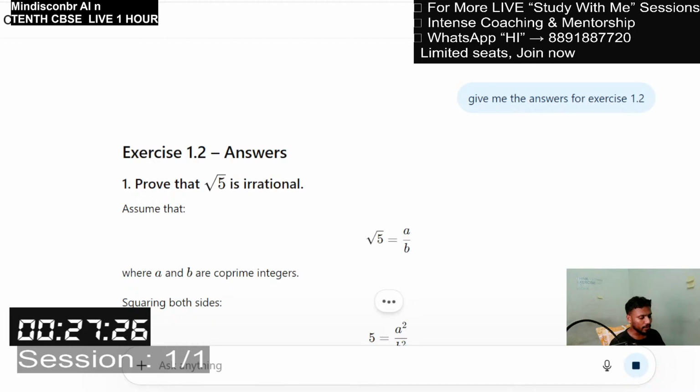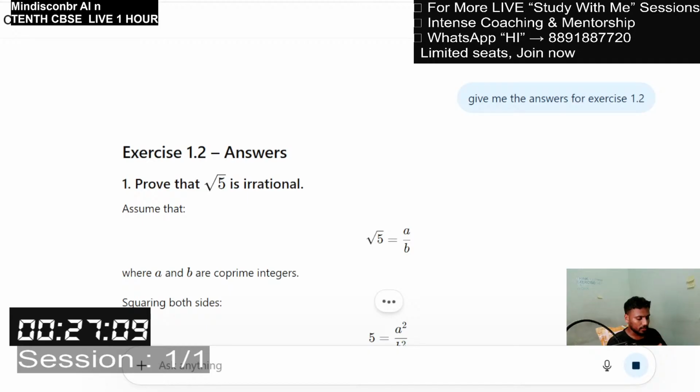And in the same way we have proven root 3 is irrational. That is, let us assume to the contrary that root 3 is rational. Then we can write root 3 in the form p by q. Here it is a by b, or any form we can write.